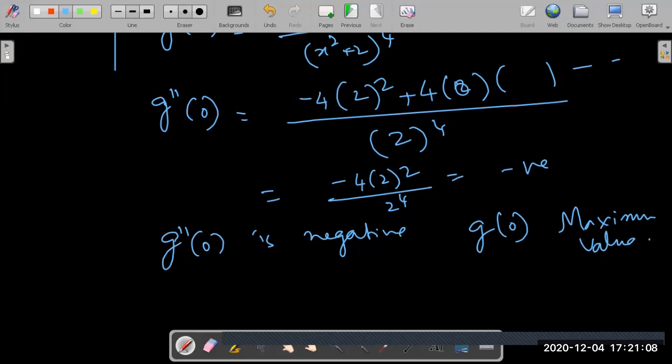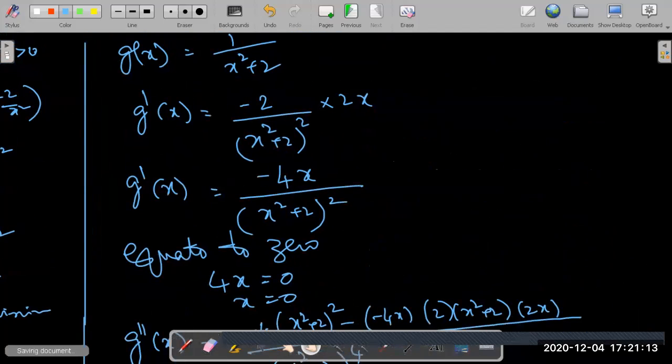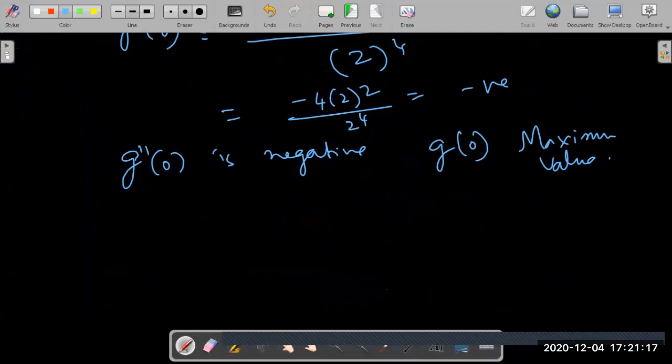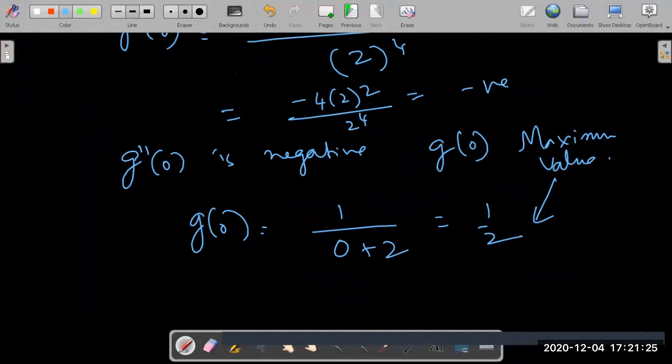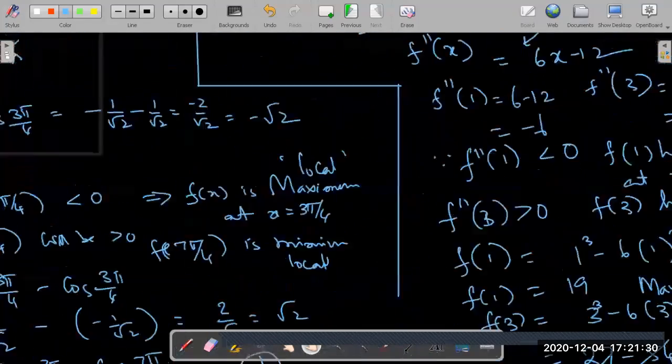So to find out the maximum value, we have to substitute into g of x, which is 1 by x squared plus 2. g of 0 equals 1 by 0 plus 2. That's a half. So half is the maximum value. Okay, done.